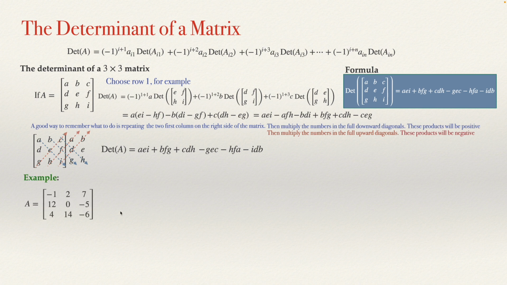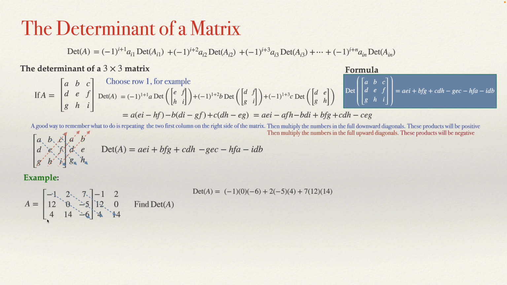For example, if you have this matrix, and I need to find the determinant of this matrix, then I repeat the two first columns of the matrix. So the determinant of A will be multiplying the downward diagonals. I'm going to see the full downward diagonals. So it will be minus 1 times 0 times negative 6. You can type what is the answer. Negative 1, 0, negative 6, for example, this is for sure 0. And this will be 2 times negative 5 times 4. That is negative 40. And then 7, 12, 14. And this will be positive.